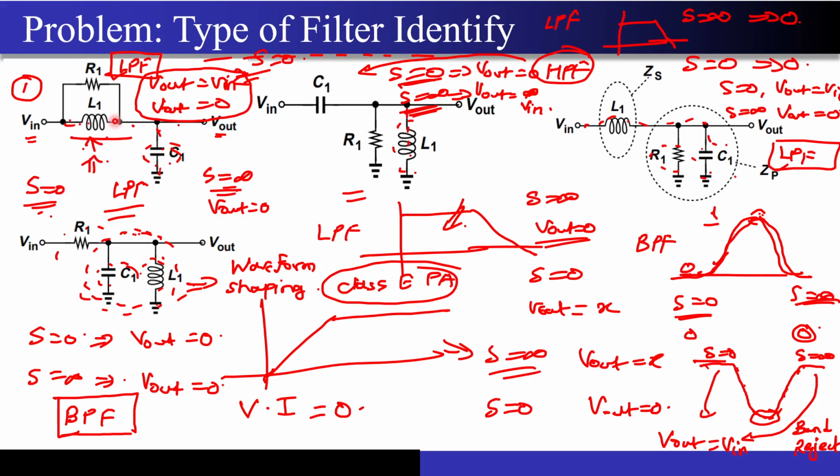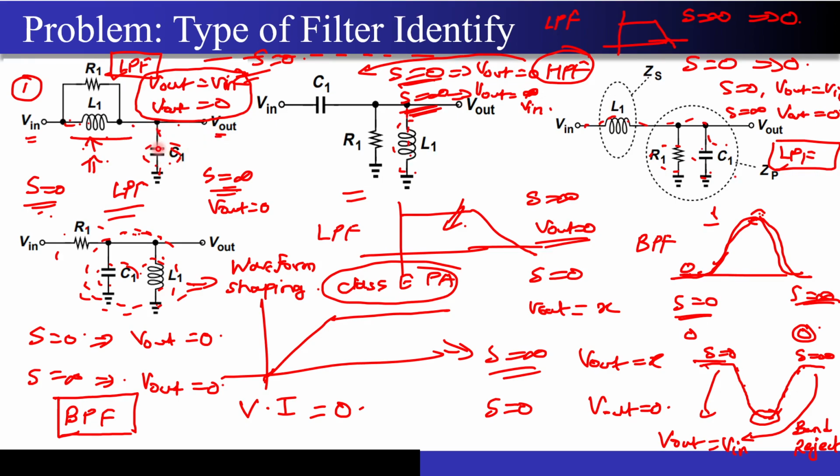If you put s equal to 0 in this circuit, what happens to the inductor? At 0 frequency, the inductor acts as a short circuit and the capacitor acts as an open circuit. So when you put s equal to 0, this branch is completely shorted. What does this mean? V out is directly shorted to V in. And if I put s equal to infinity, what is going to happen? This branch will be completely disconnected. There will not be any path between the V in and V out.